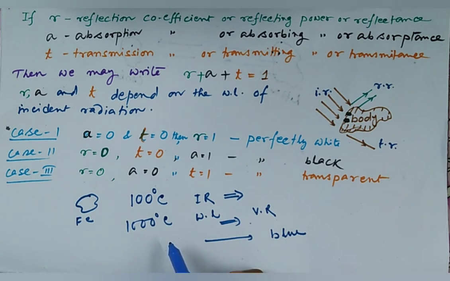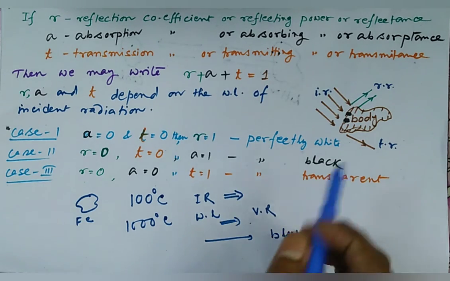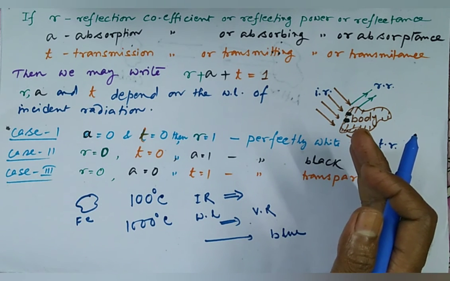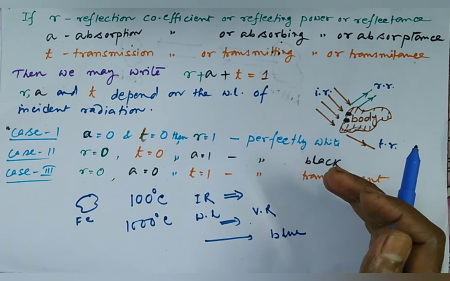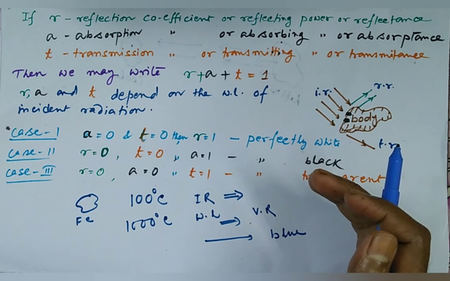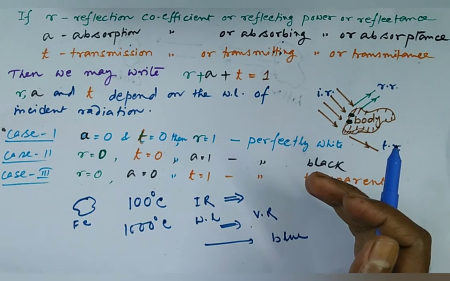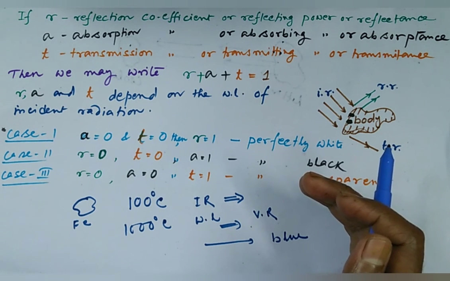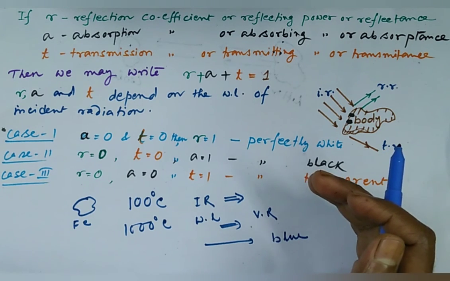Then we see from our discussion that a body can emit as well as absorb radiation, and also that absorbing power depends on the wavelength of the incident radiation, and lastly, the nature of the radiation depends upon the temperature of the body. Thank you.